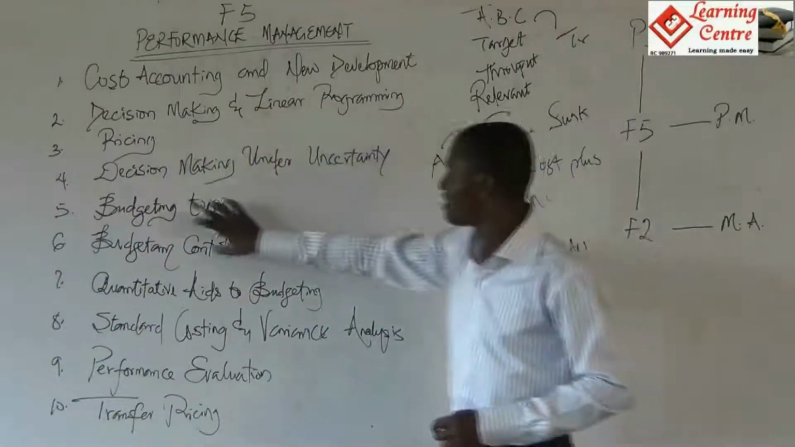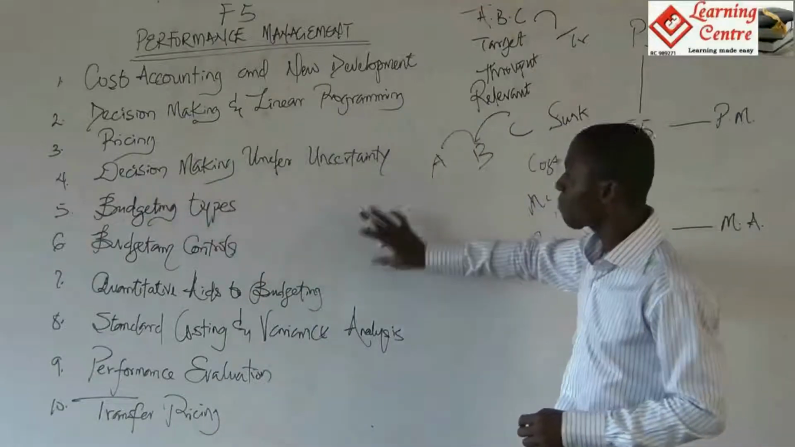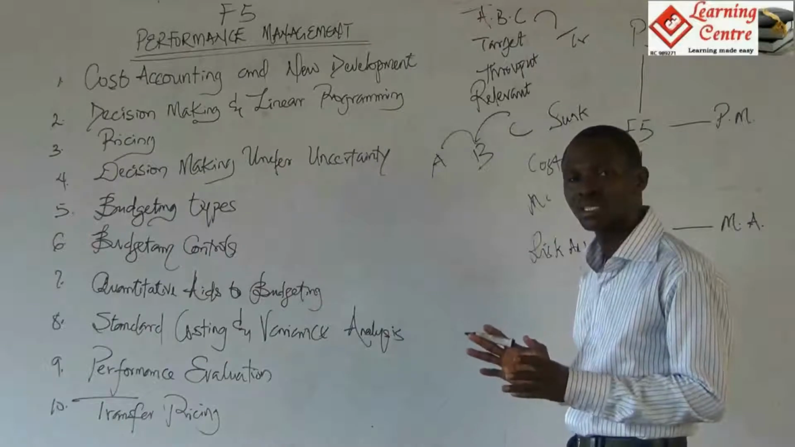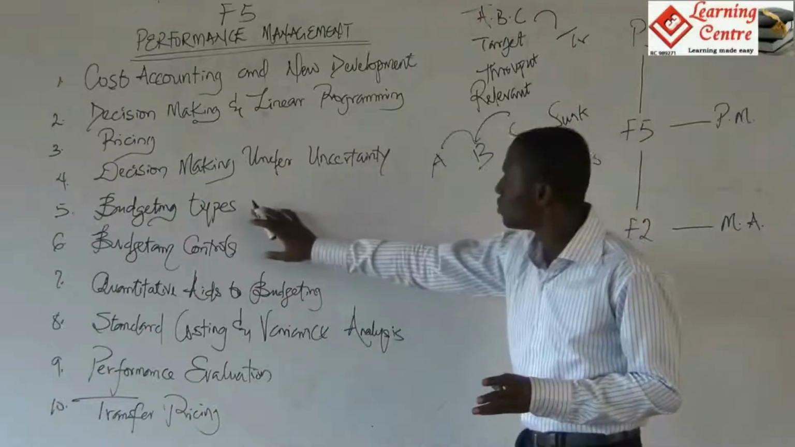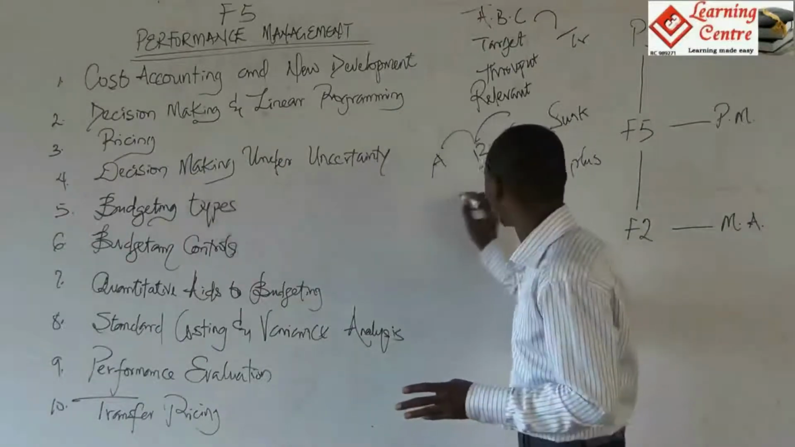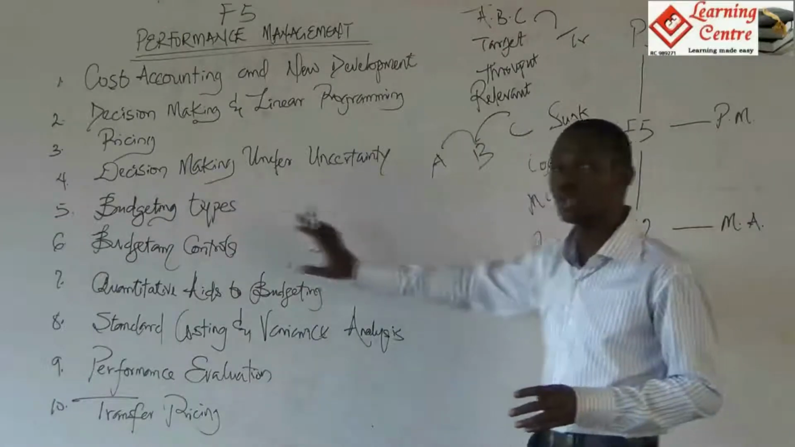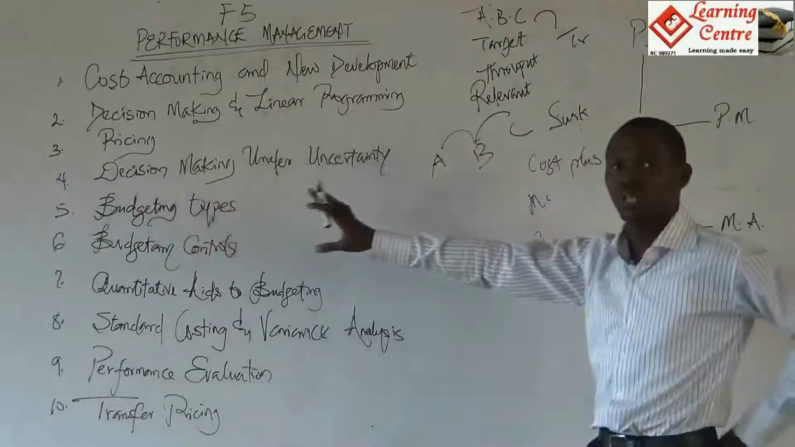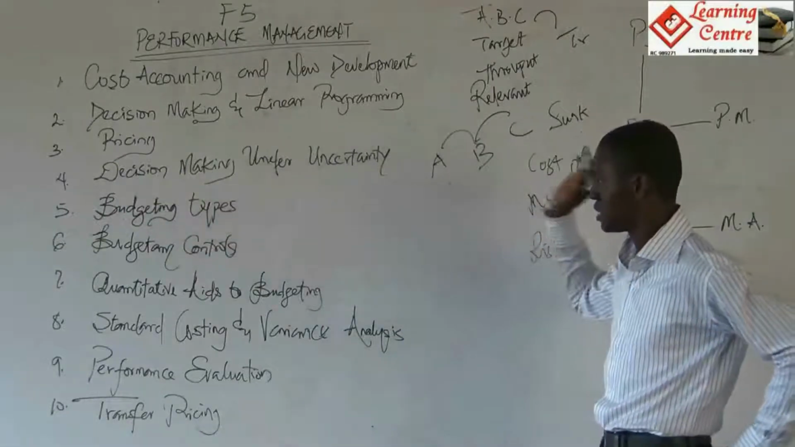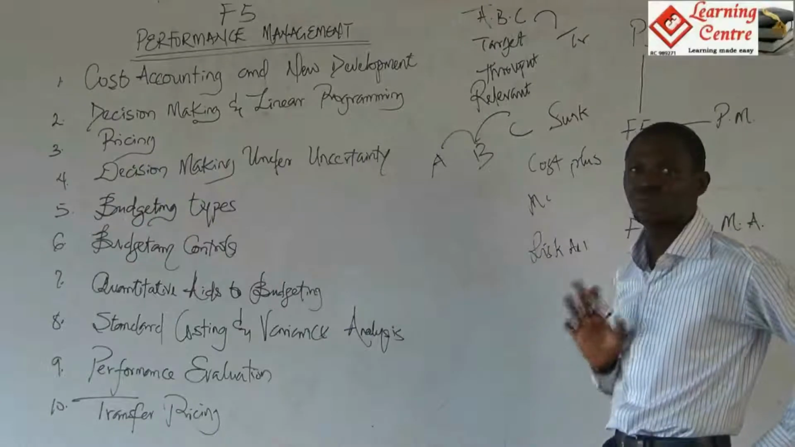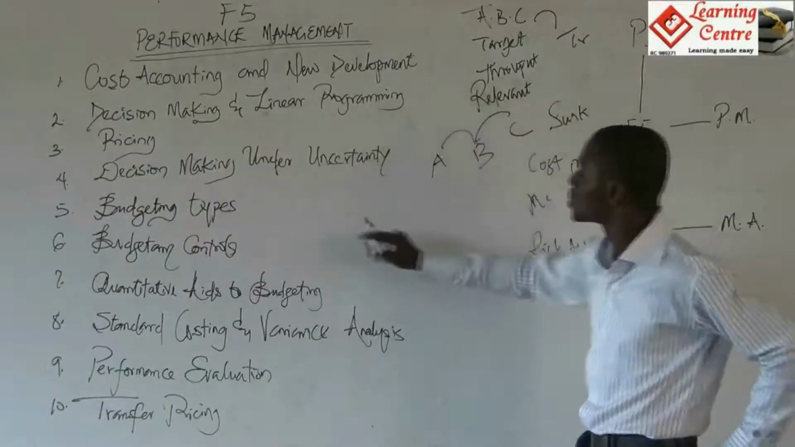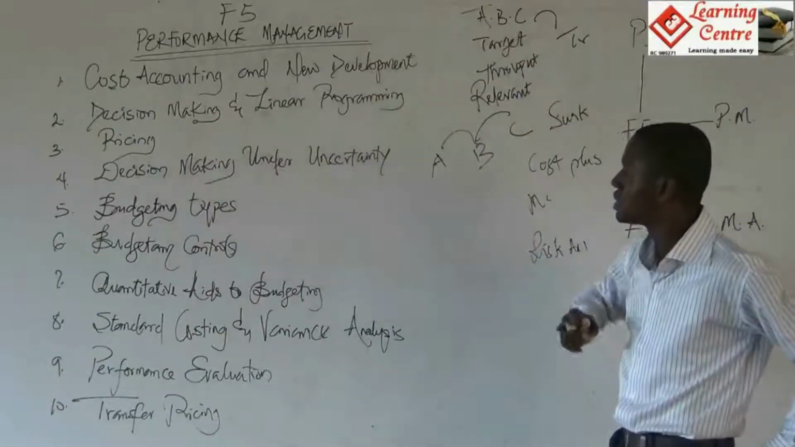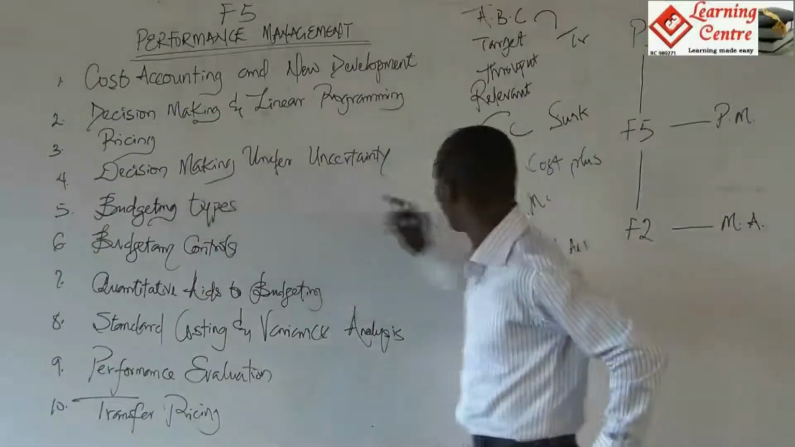Now, we have budgeting types. Because we are operating in a highly competitive environment, we as management accountants have to be good at what? Preparing a good budget. Because if your budget is not right, you cannot come up with a good price that will be competitive enough in the market. So in order to price your commodities or your product well, you need to prepare a good budget.